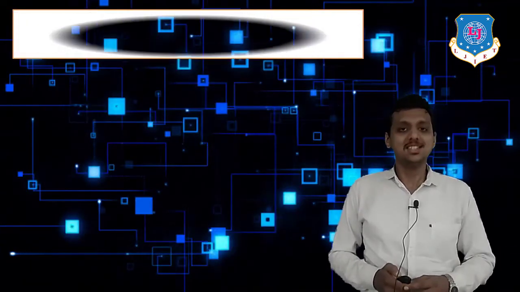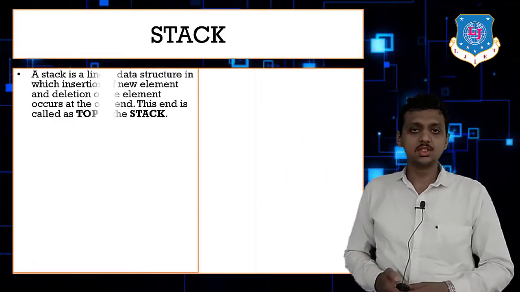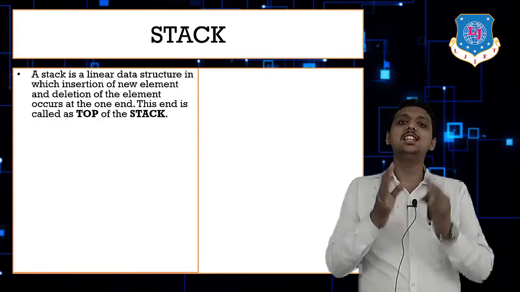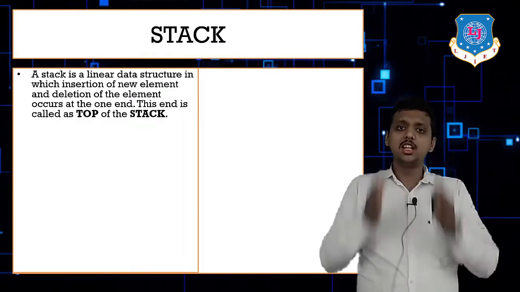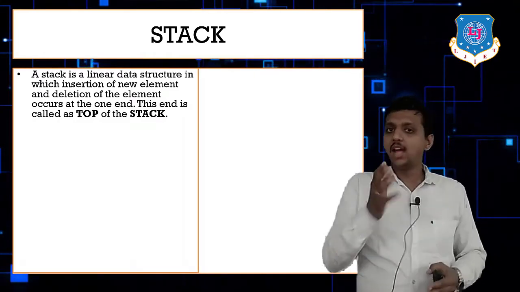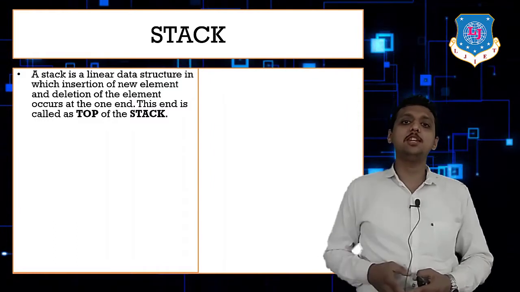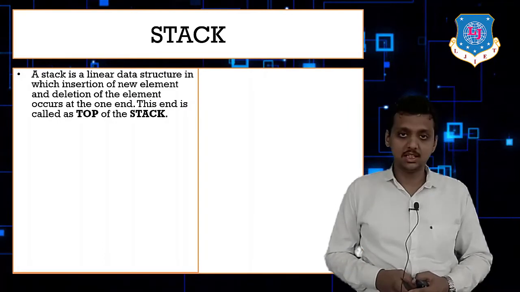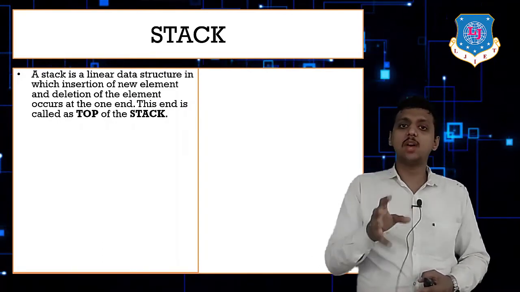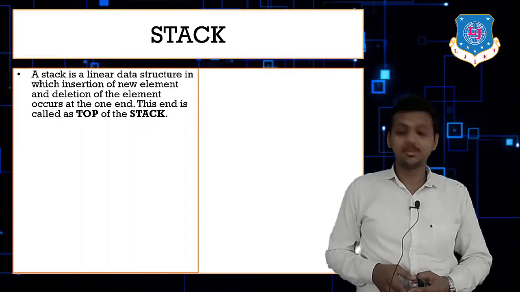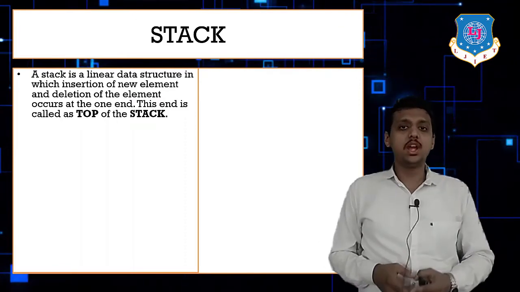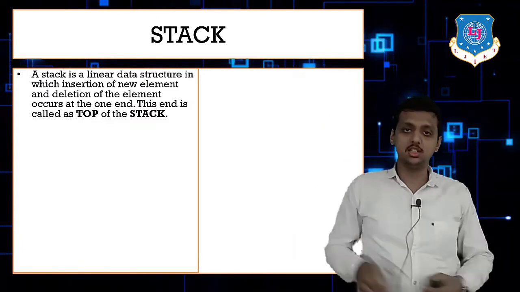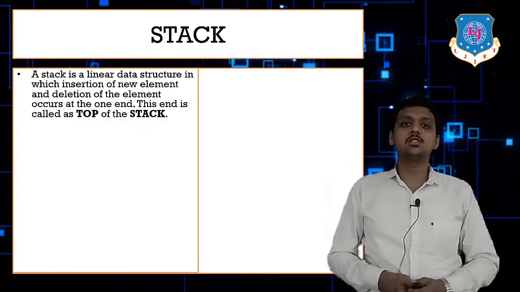What do we mean by stack? As we all know, stack is a linear data structure. Why is it linear? Because each and every element of the stack contains one predecessor and one successor element. That's why it's known as a linear data structure. Now, in a linear data structure, when you have only one end for the insertion and one end for the deletion, then that data structure is known as stack.